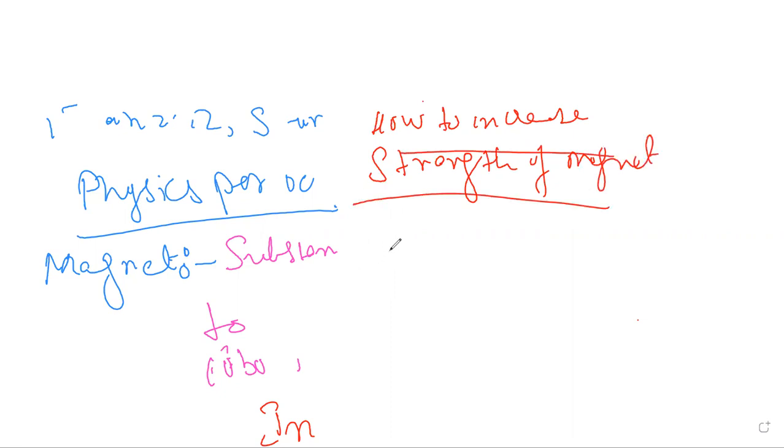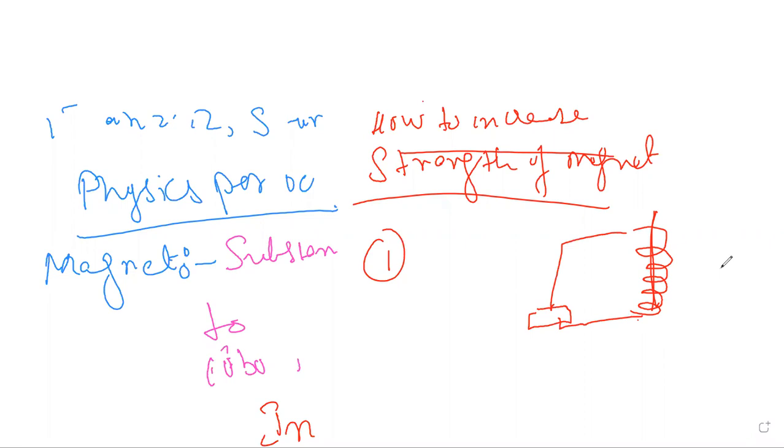Tell me one method how to increase. Suppose I have a nail, and I wound an insulated copper wire around it and connect it with the terminals of a battery. Then if we pass the current, it will attract iron objects. Very small iron pins can be attracted by this.